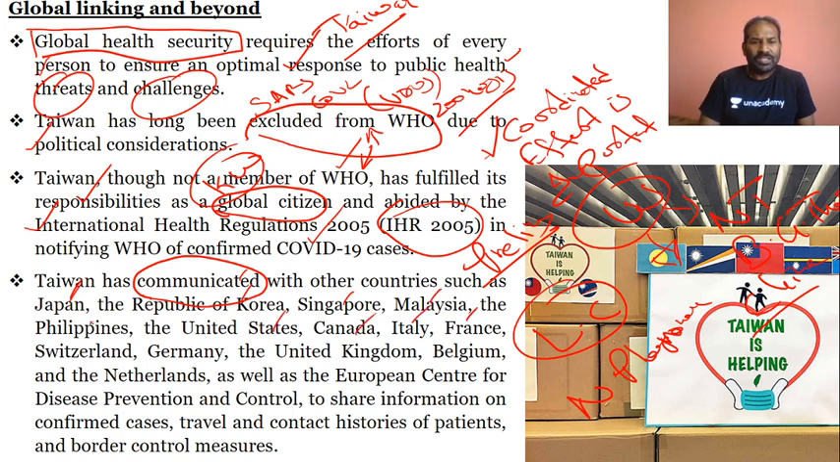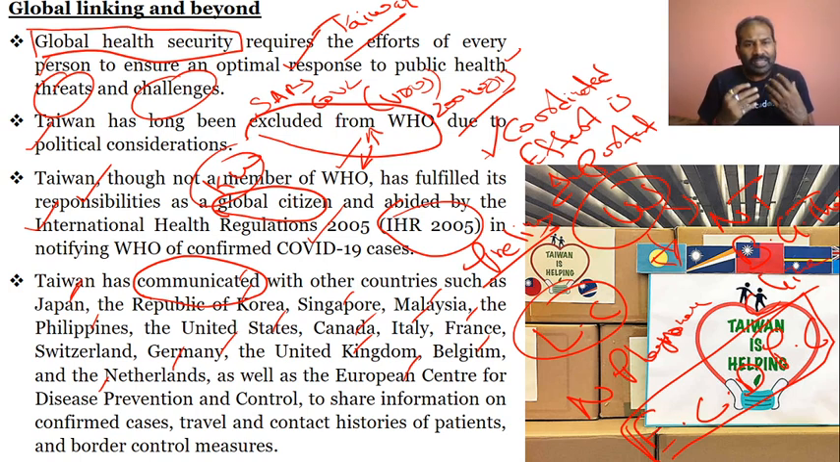Canada, Italy, France, Switzerland, Germany, UK, Belgium, and Netherlands, as well as the European Center for Disease Prevention and Control. So look at the way it has gone ahead, as a global citizen and as a global leader itself. Please do understand, as a global leader itself, it has communicated to all other countries. What has it communicated? To share information on the confirmed cases, travel and contact histories of patients, and border control measures. Please look at it.